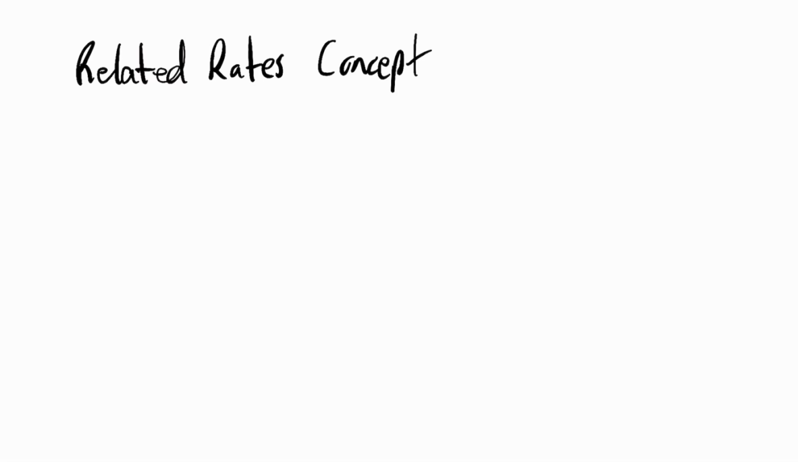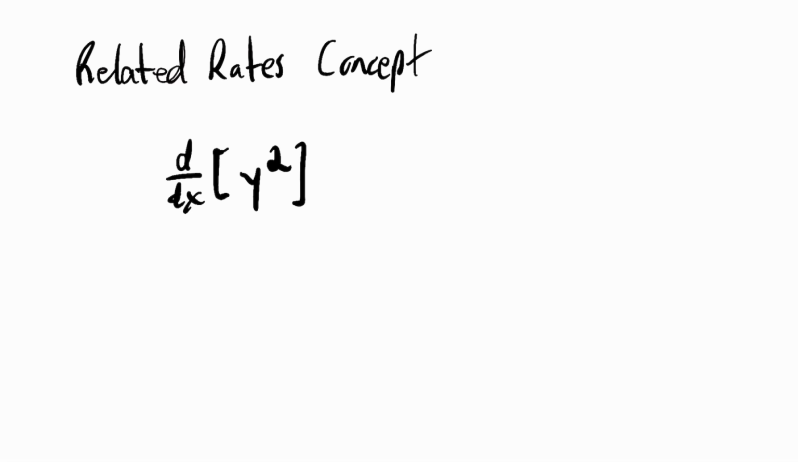In this video, we'll discuss the concept of related rates. In previous videos, we talked about implicit differentiation, where you can find the derivative of an expression involving one variable, but with respect to a different variable. As a quick example, if we have an expression like y squared, and I want the derivative with respect to x.